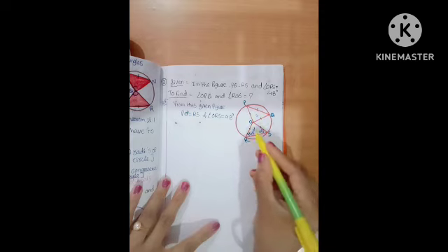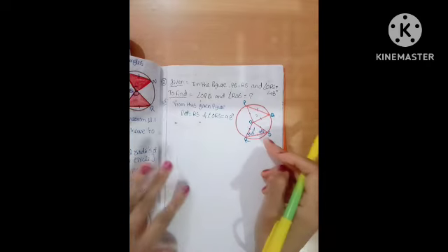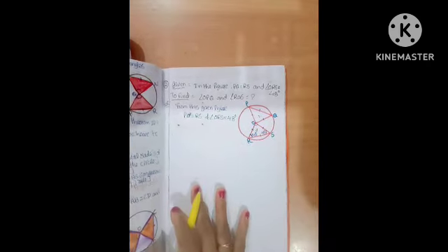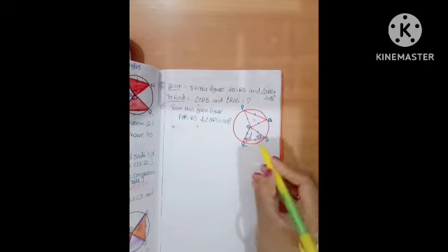Why is it equal? These two are isosceles triangles, so that's why these two are equal. How to find out this angle? Here this is one triangle, the ROS triangle.